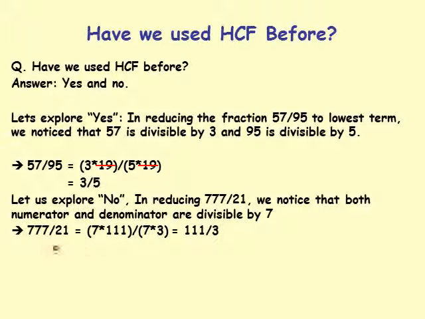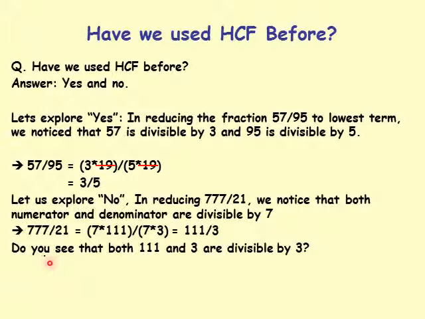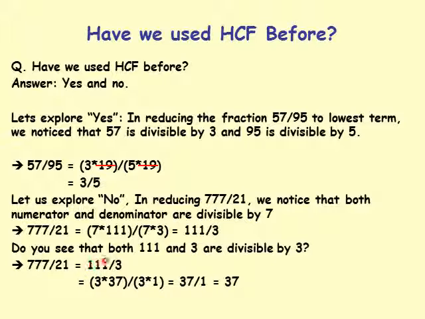Let's continue here. Do you see that both 111 and 3 are divisible by 3? Its digit sum is 3, and a digit sum of 3 means the number is divisible by 3. So we already have 777 divided by 21 equal to 111 divided by 3. Let's represent it again in smaller numbers. 3 is a factor, so 111 is 3 times 37, and 3 is a factor of the denominator, that's 3 times 1. We divide both the numerator and denominator by the common factor 3, and that gives me 37 divided by 1. 37 in the numerator and 1 in the denominator, which is 37.